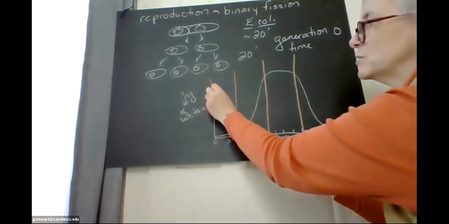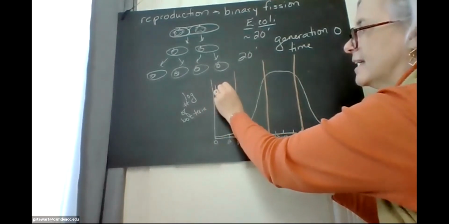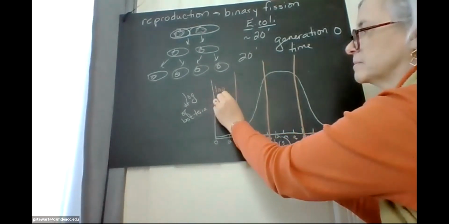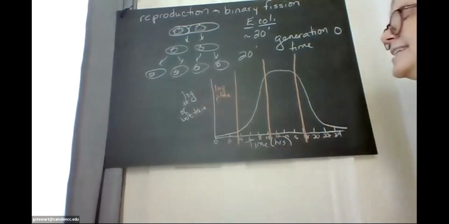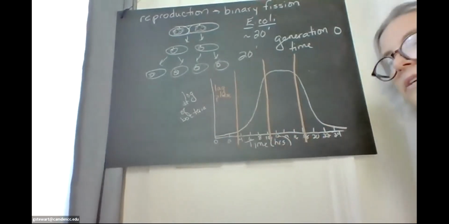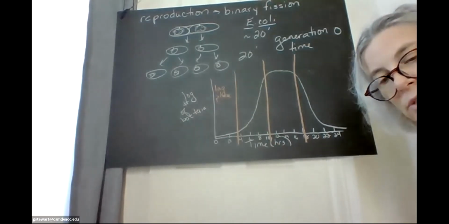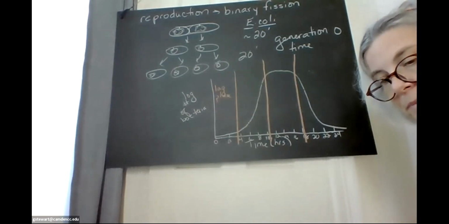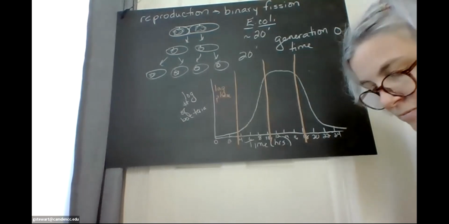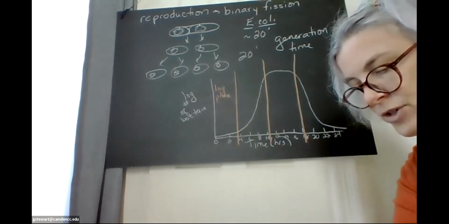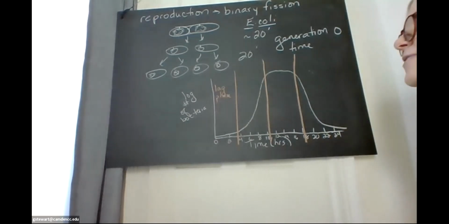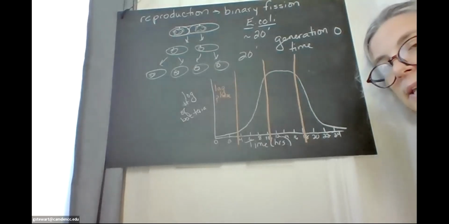The first phase we call the lag, L-A-G phase. And that is the phase where we said the bacteria are getting accustomed to the media. They are reproducing slowly, mostly just doing binary fission as fast as they can, and their numbers are slowly increasing.